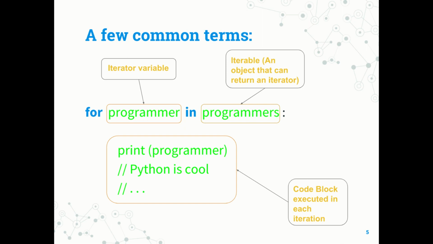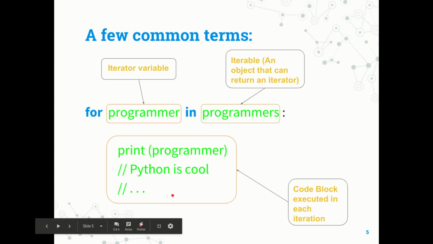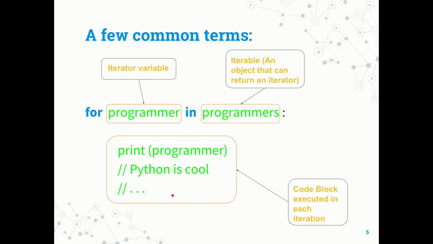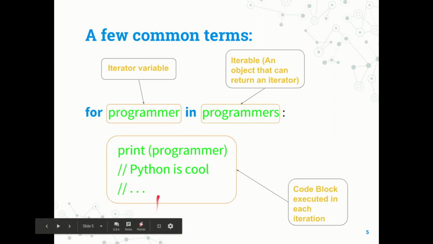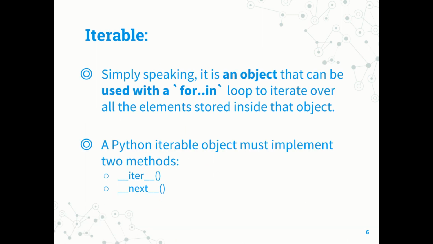Now, how can an object qualify as an iterable? We'll come to that in a second. Okay. And lastly, this is a block of code that gets executed in each iteration. If I now try to paint a picture out of this, it would be like this. The iterator variable takes on different values one at a time on each iteration, and this value comes from the iterable, and for each iteration the code block gets executed. Now let's take a closer look at the iterable. Simply speaking, it is an object that can be used with a for in loop to iterate over all the elements stored inside that object.